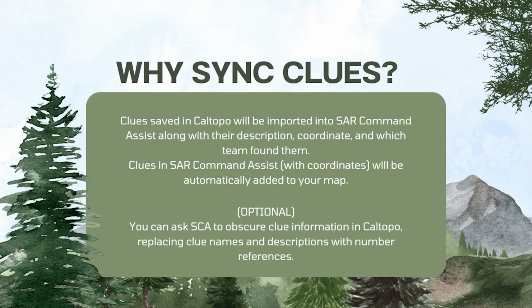And finally, if your AHJ, or your authority having jurisdiction, is uncomfortable with clue details being stored in Caltopo because it's on a US server, some Canadian agencies are concerned about that. This process can, at your option, automatically obscure the clue details in Caltopo. So in Caltopo, whatever people wrote will be replaced with clue 1, clue 2, clue 3, clue 4, with the details stored in SAR Command Assist.